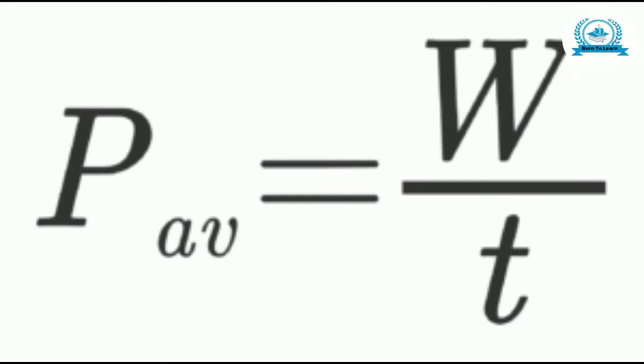First formula for power, P equals V into I. Second formula for power, P equals I square into R. Third formula for power, P equals V square by R.